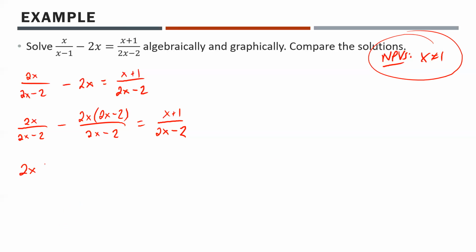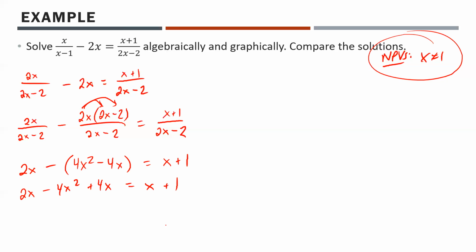You'll find that you have 2x minus, I'll double dip this through, but I'll keep the brackets, minus 4x squared minus 4x. And remember, those brackets are important because this has got to go inside that first before we apply the minus. And that equals x plus 1. Applying that minus through here now, we got 2x minus 4x squared plus 4x equals x plus 1.